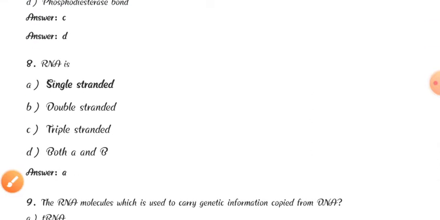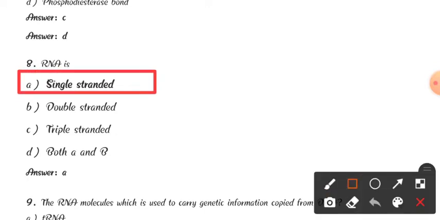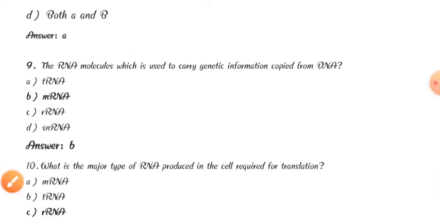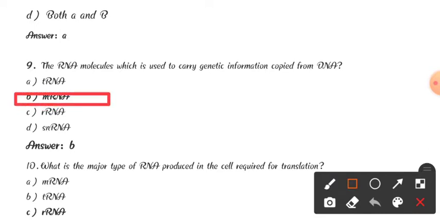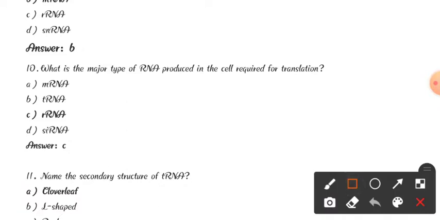Now next question, RNA is, that is RNA is single stranded. Okay, RNA is single stranded is the correct answer. Now next question, question number 9, the RNA molecule which is used to carry genetic information copied from DNA, that is option number B is the correct answer, mRNA. Now next question, what is the major type of RNA produced in cell required for translation, that is option number C, rRNA is the correct answer. rRNA is the major type of RNA produced in the cell required for translation.